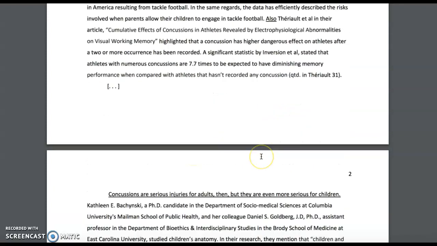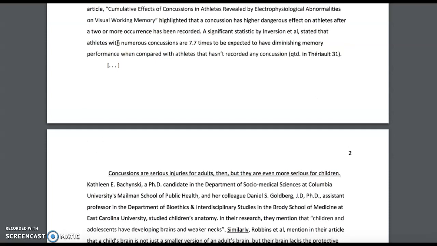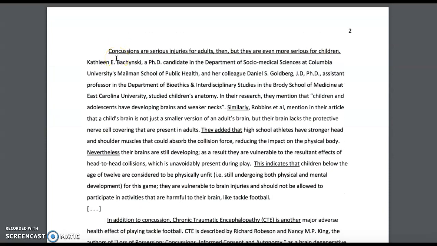Simple words like "also," okay? I really like this transition here. He's been talking about concussions in adults. Look at this transition: "Concussions are serious injuries for adults, but they are even more serious for children." So he picks up on the previous thread and weaves it into the subject of the next paragraph, which is concussions' effects on children, and that's what this entire paragraph is going to focus on.